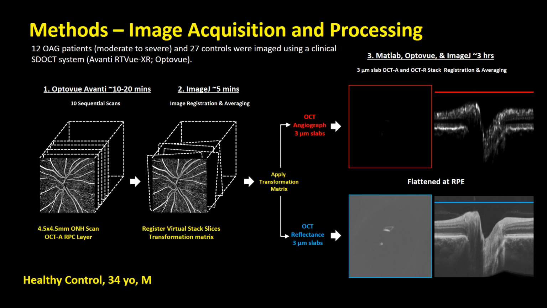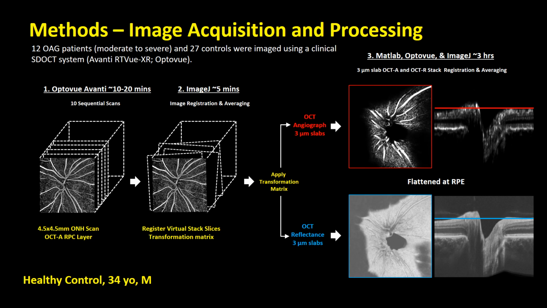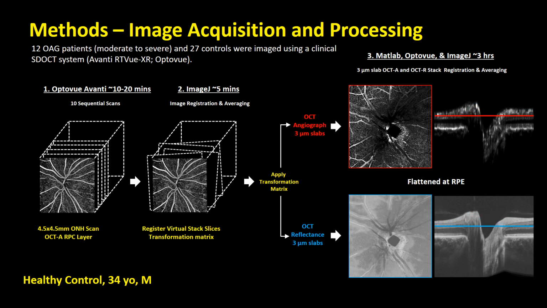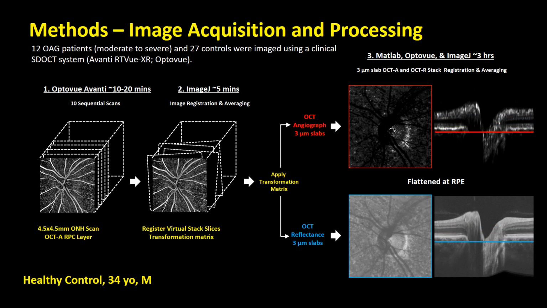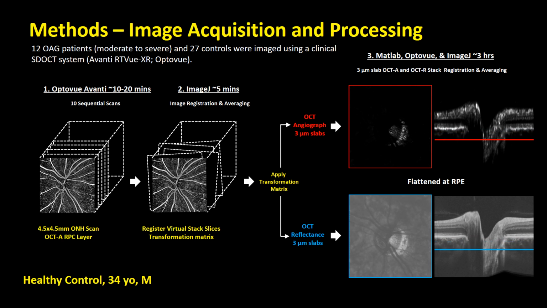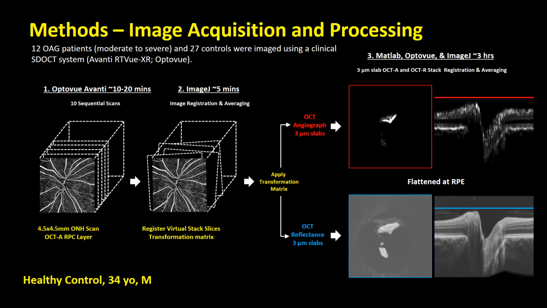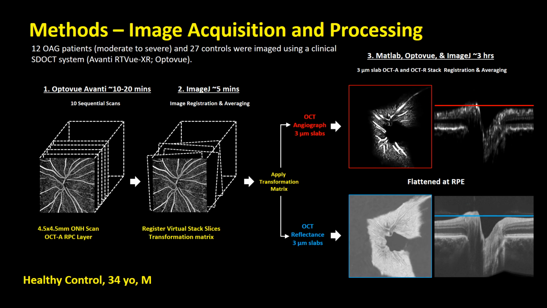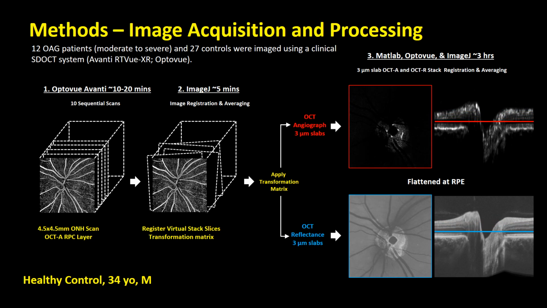So in this study, we imaged the lamina cribrosa, neuroretinal rim, and the peripapillary capillary network in 12 patients with moderate to severe glaucoma and 27 controls using a clinical OCT device. First, 10 sequential OCT reflectance and OCTA images were acquired using an AngioVue OCT. Images were then registered and averaged as described in our previous studies. From image acquisition to image processing, it takes about 3 hours in total.